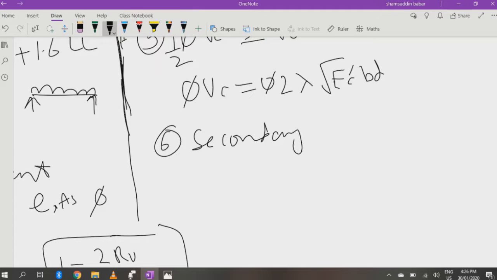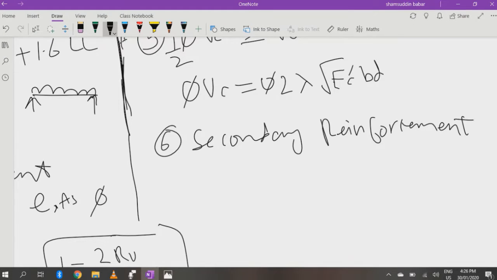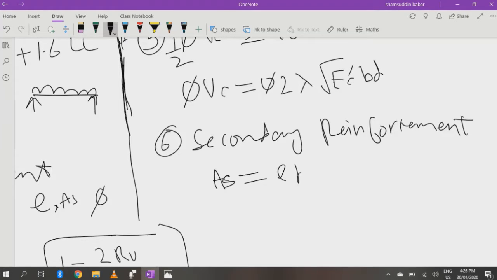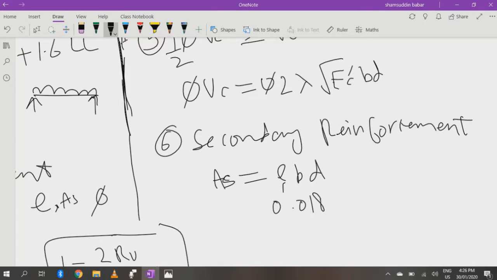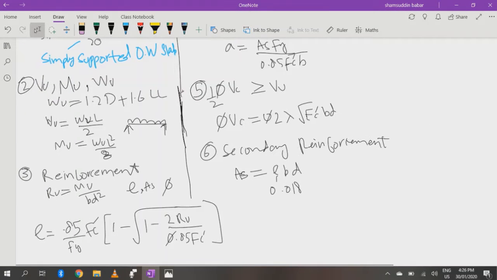Secondary reinforcement. To calculate secondary reinforcement, we know the area of secondary reinforcement is equal to rho bd. Rho is equal to 0.018, and we actually calculate this. And after doing this, we have calculated the whole of our design.